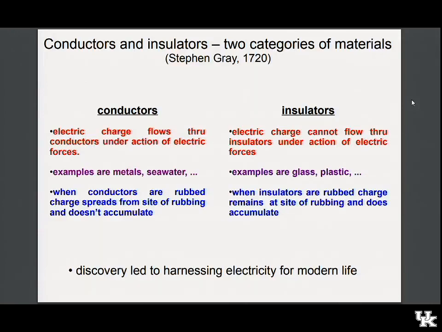I forgot about this point. We have to thank Stephen Gray, because Stephen Gray is like the grandfather of electrical technology. Without Stephen Gray's recognition of insulators and conductors, we would have none of our electrical devices. So he's the grandfather of electrical circuits. He's the grandfather of the iPhone or whatever. And so he really started that business.